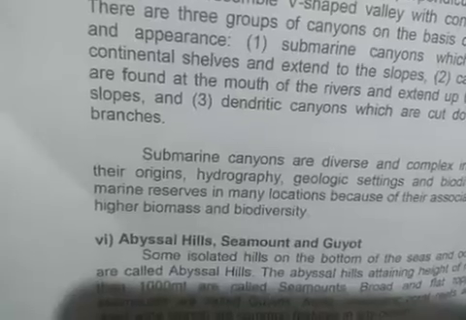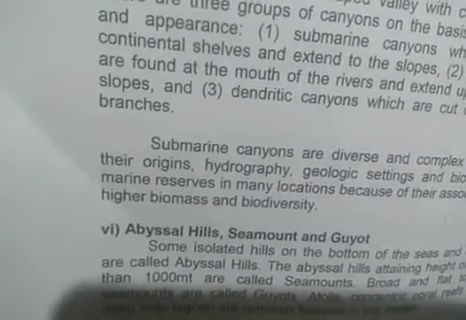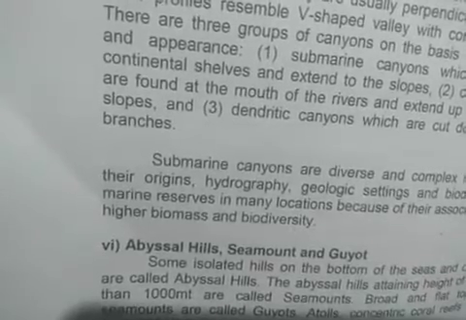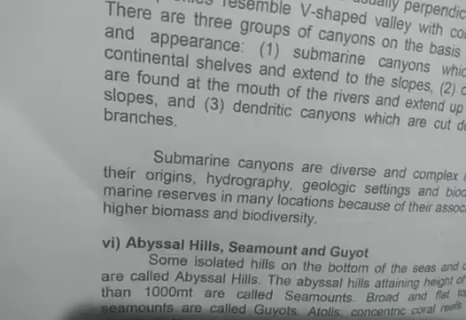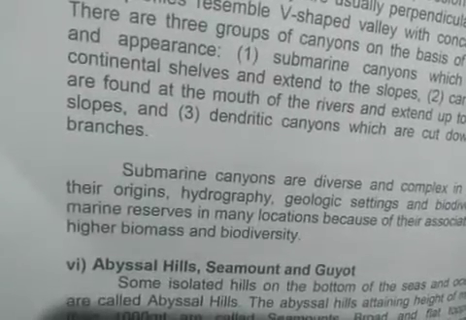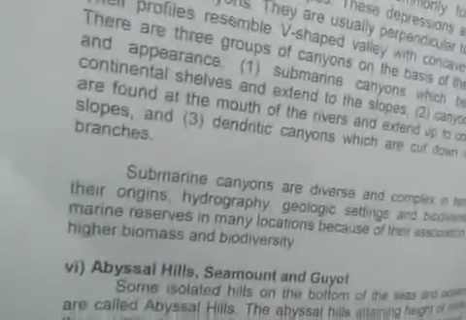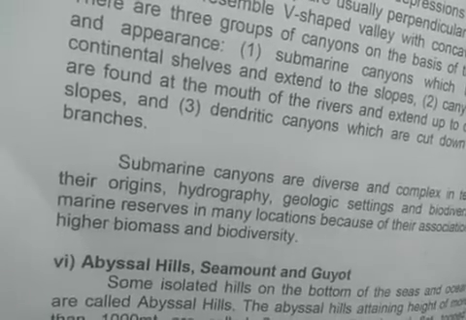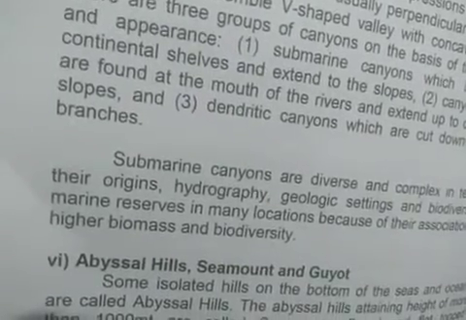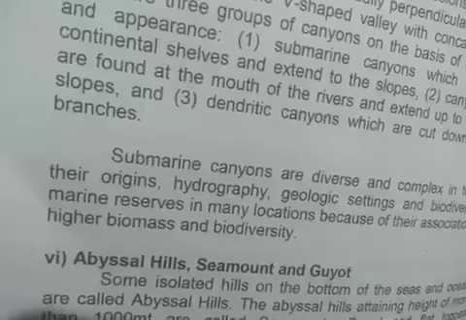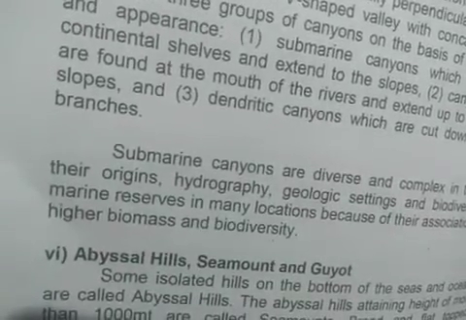Fifth, submarine canyons. A long, narrow depression is commonly found on the continental shelves and slopes. These depressions are called submarine canyons. They are usually perpendicular to the coast. Their profiles resemble a V-shaped valley with concave rock walls. There are three groups of canyons on the basis of their location and appearance. One, canyons which begin from continental shelves and extend to the slopes; two, canyons which are found at the mouth of rivers and extend up to the continental slopes; and three, dendritic canyons, which are cut down in many branches.